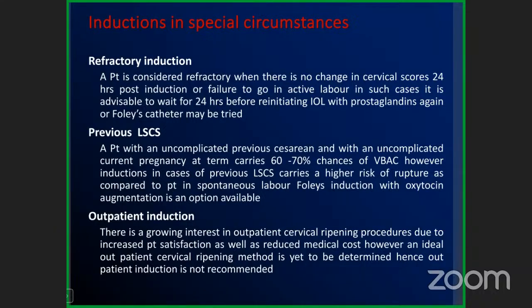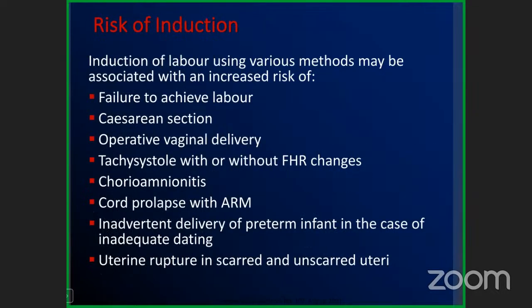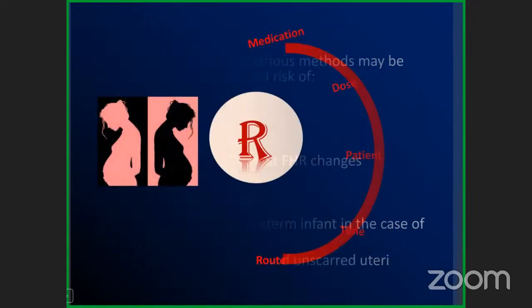Outpatient induction is a strict no. No patient should be given any drug on a home basis. I think the risks of induction are very clear. You may not achieve labor. The patient may require cesarean sections. The operative rate chances also increase. You have fetal distress with tachysystole. Chorioamnionitis, yes, definitely. Cord prolapse, again, if you have a high floating head with polyhydramnios. Inadvertent delivery of a preterm infant in the case of inadequate dating. So I already emphasized that always go back to your first ultrasound before you decide induction of labor, and uterine rupture in scarred and unscarred uteruses.